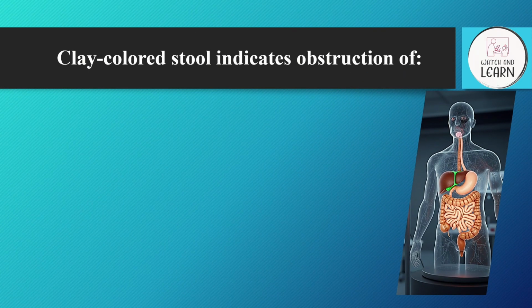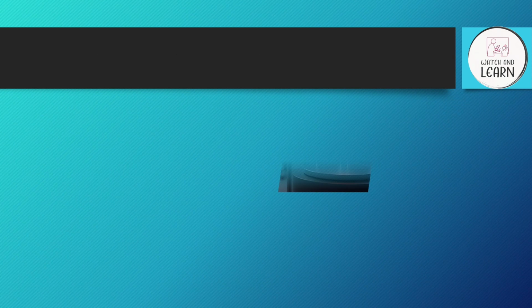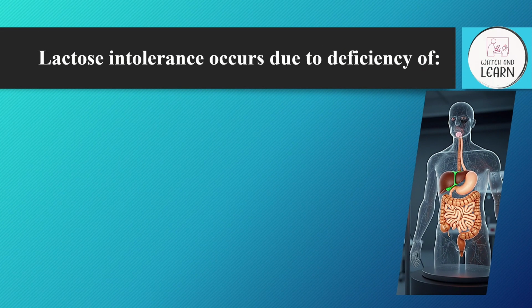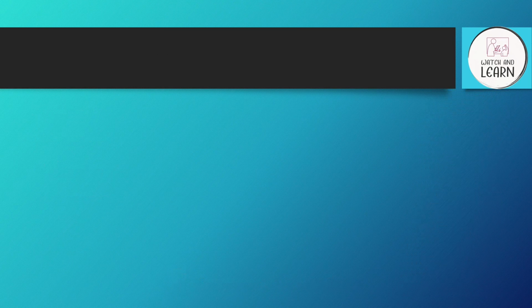Clay colored stool indicates obstruction of, these are the options, and the right answer is answer B, bile duct. Lactose intolerance occurs due to deficiency of, these are the options, and the right answer is answer C, lactase.